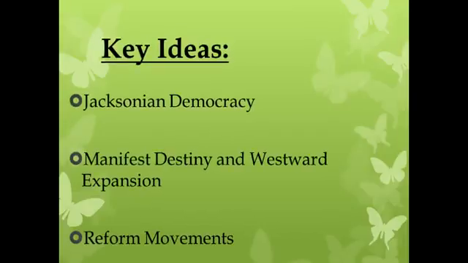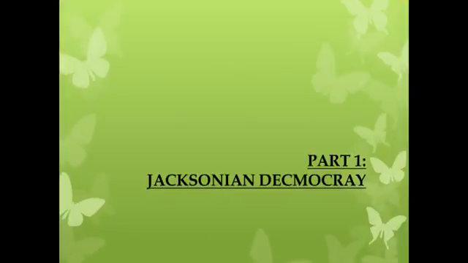So the key ideas that I'm going to talk about in this series of 3 PowerPoints: Part 1 is about Jacksonian democracy, Part 2 is about manifest destiny and westward expansion, and Part 3 is about the various reform movements of the 1800s. So this is Part 1, Jacksonian democracy.